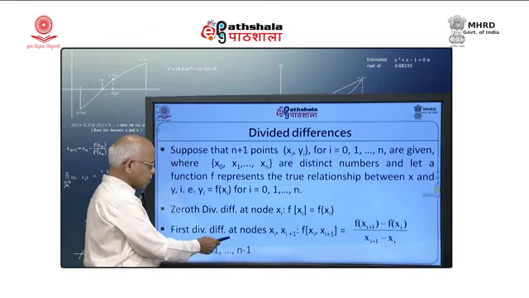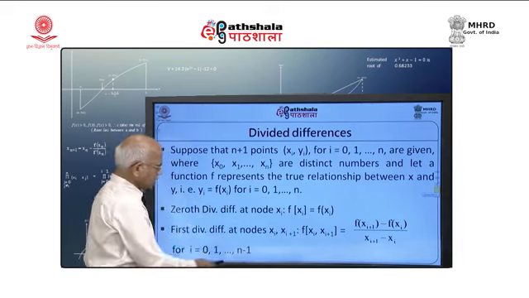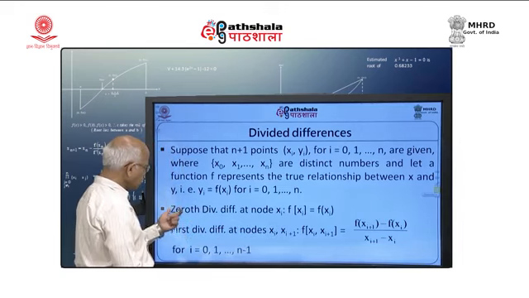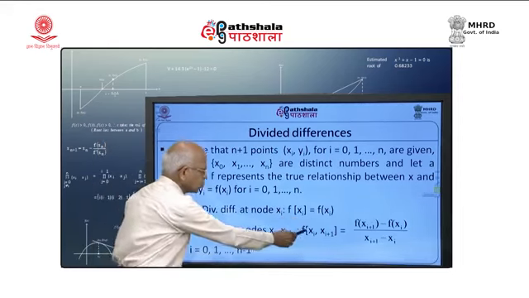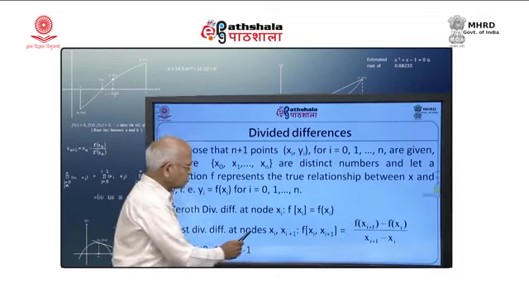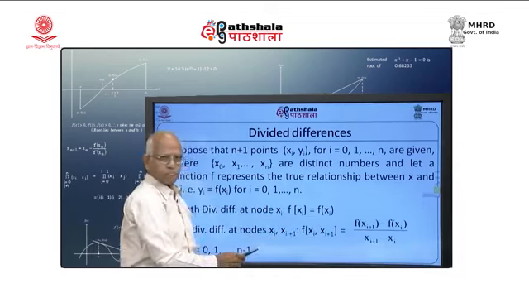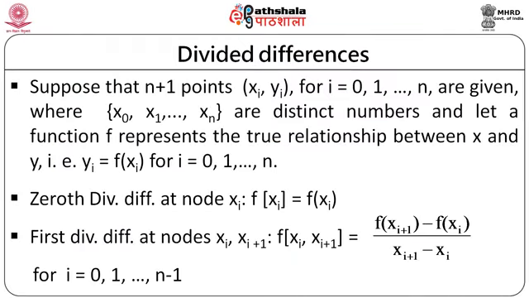The first divided difference at nodes x i and x i plus 1 is defined as follows. For the 0th divided difference I have only one argument. For the first divided difference I will have two arguments, x i and x i plus 1, and we define it as f of x i plus 1 minus f of x i upon x i plus 1 minus x i. That is the definition of the first divided difference, and it is valid for all i equal to 0, 1, 2, 3 up to n. So, suppose I want to take i equal to 0, I will get x 0 and x 1. Here it will be f of x 1 minus f of x 0 upon x 1 minus x 0, and like that it will be considered.